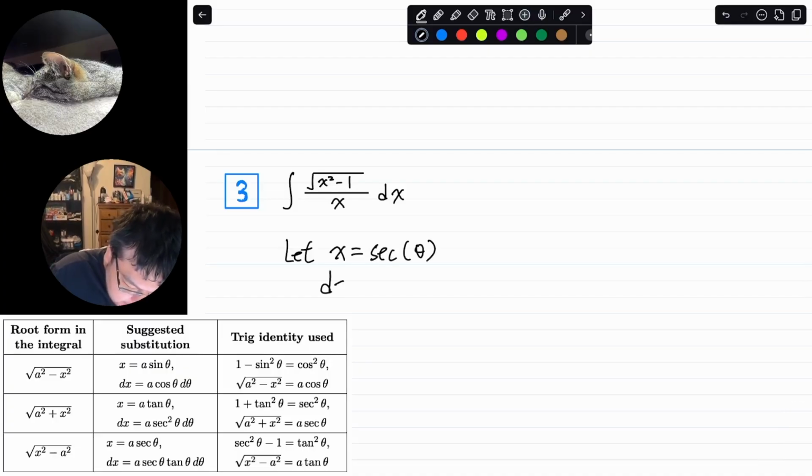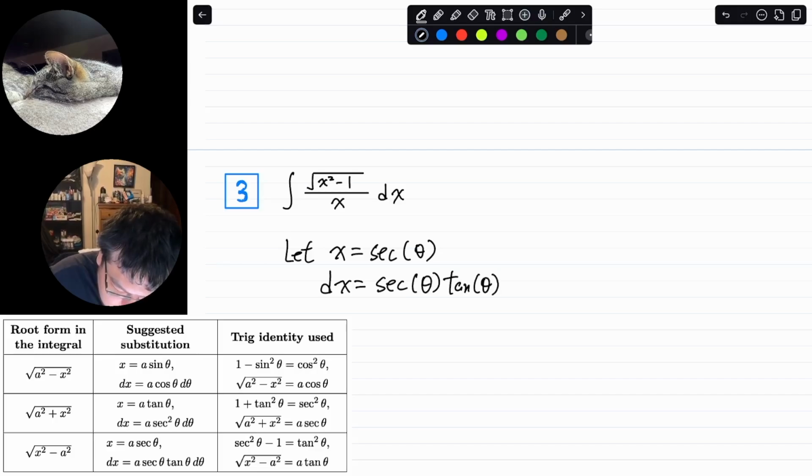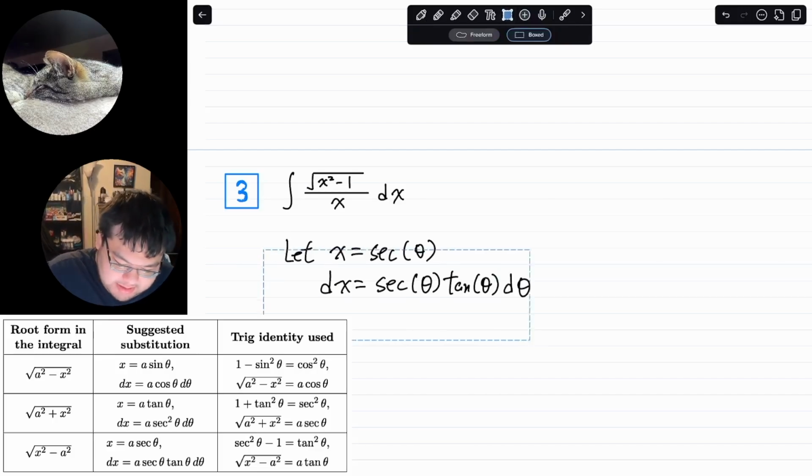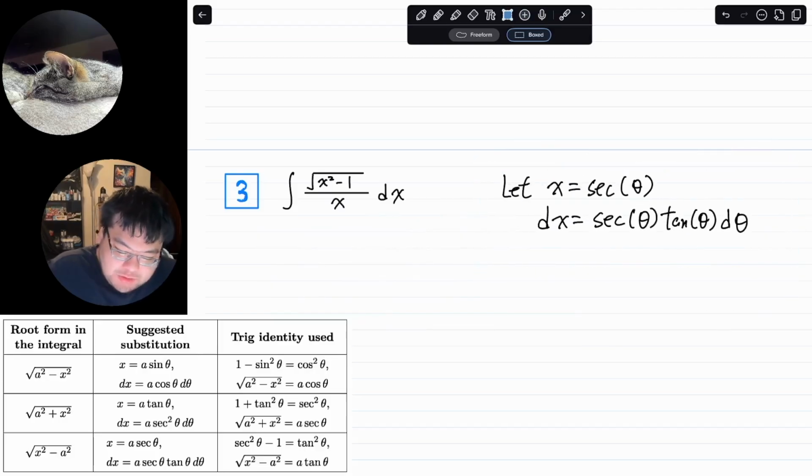So dx will be, secant's derivative is secant tangent, right? Secant theta, tangent theta, d theta. So let's try to put it here. So now we can substitute everything back.